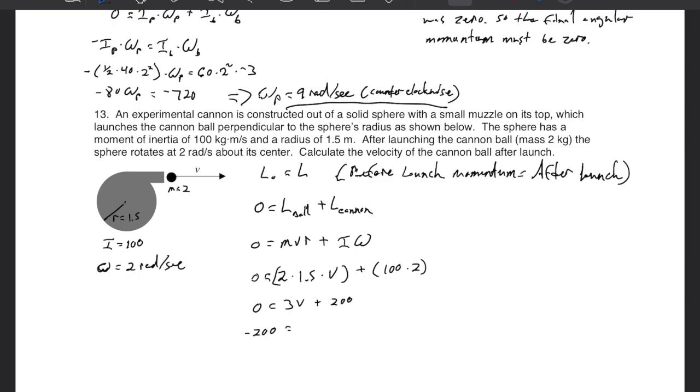If we subtract 200 to the other side, negative 200 is equal to 3v, and then divide both sides by 3 so that we're solving for v, the velocity. We would essentially get, in this case, negative 66.67 meters per second. Again, negative is just directional. But we can just restate the negative as the direction is to the right according to the drawing we were given.